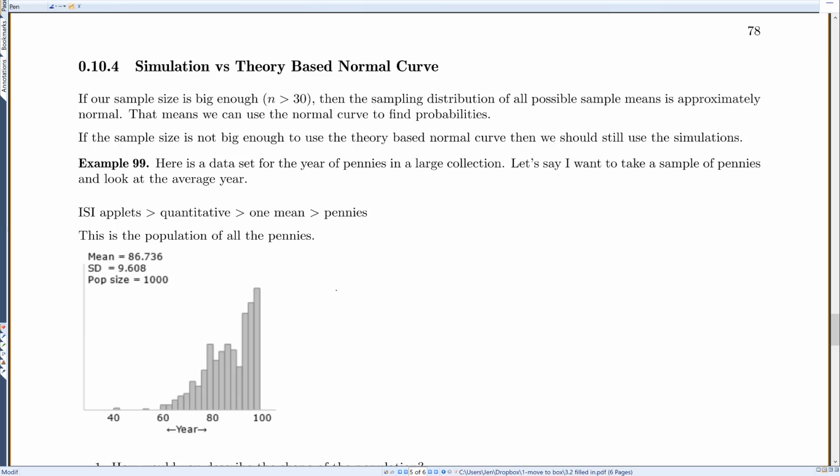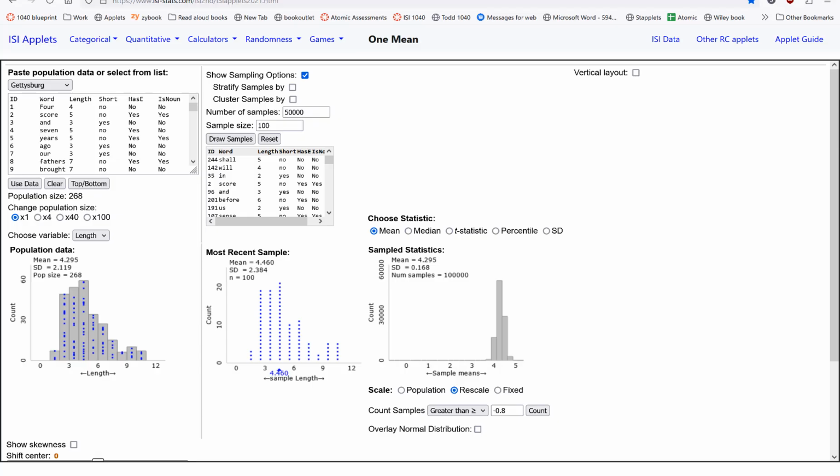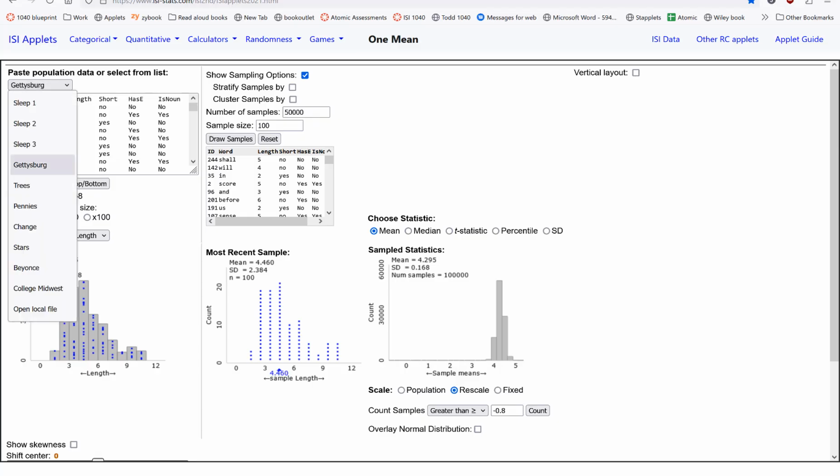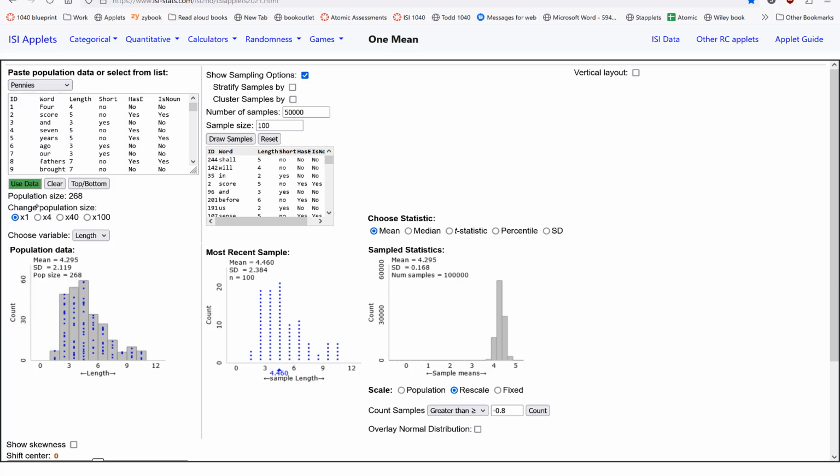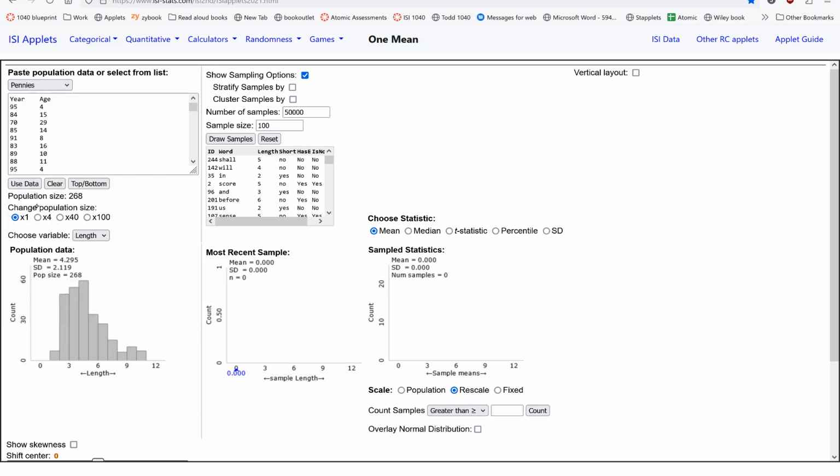So for example, here's a data set for the year of pennies in a large collection. Let's say I want to take a sample of pennies and look at the average year. So we go back to our ISI applets, quantitative, 1 mean, pennies, so you can select it, it's already in there. We go to pennies, use data.